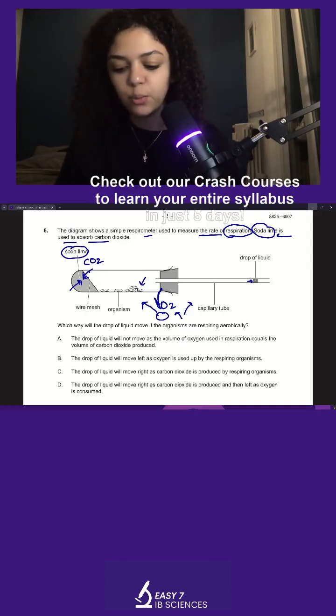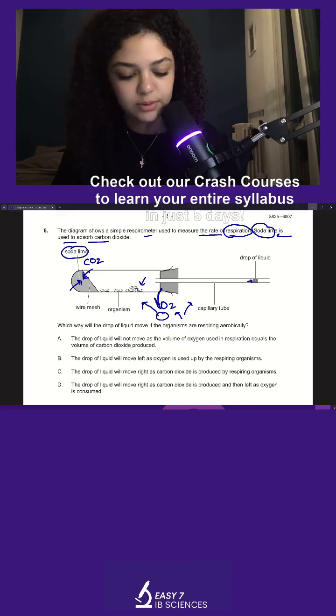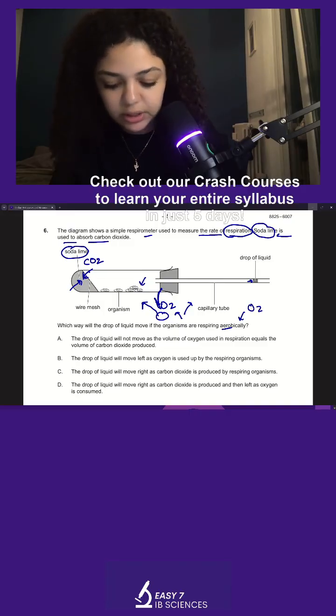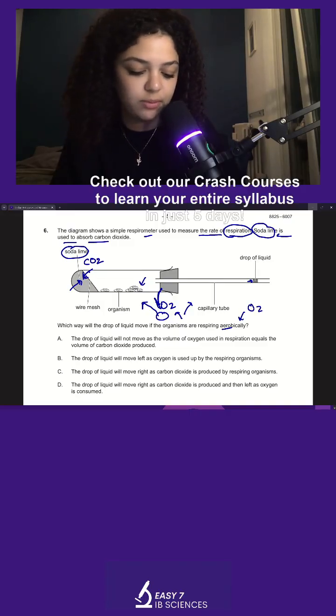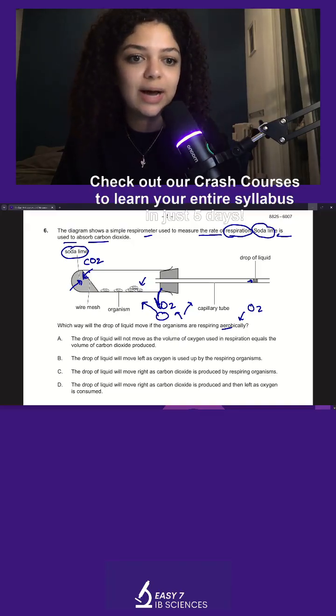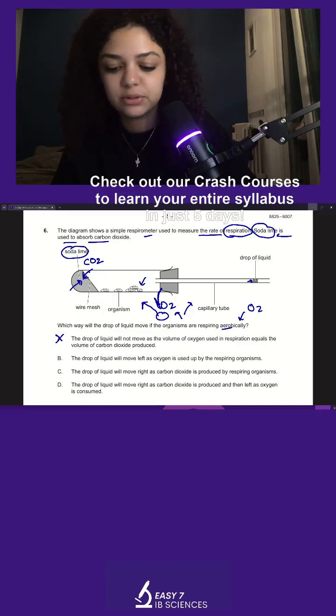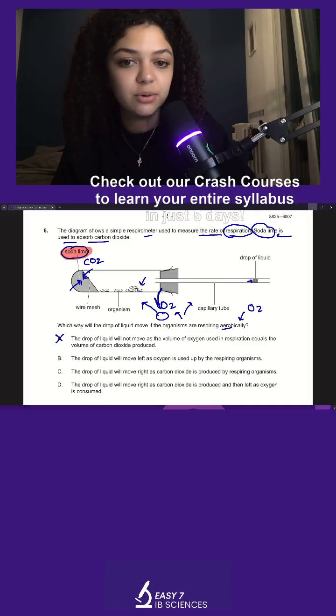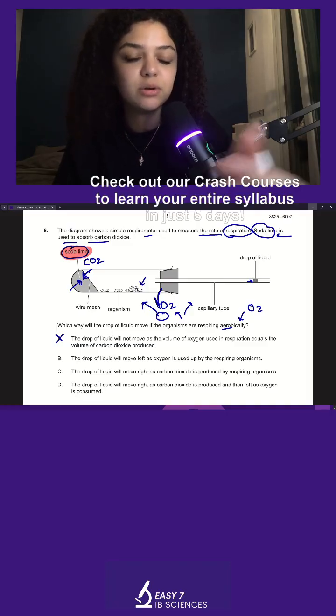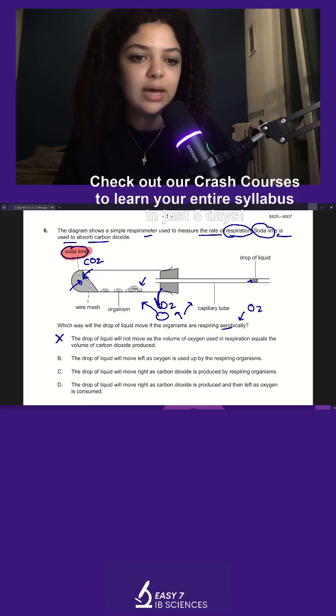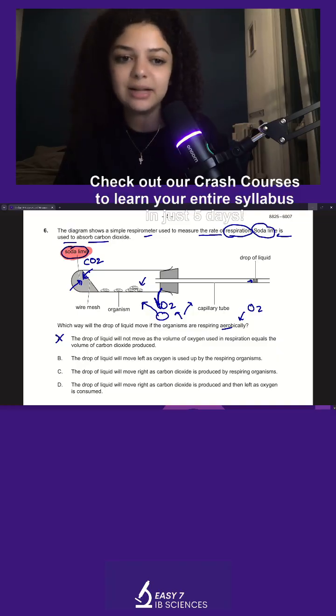Let's have a read. It says, which way will the drop of liquid move if the organisms are respiring aerobically? So aerobically means that you're using oxygen. The drop of liquid will not move as the volume of oxygen used in respiration equals the volume of carbon dioxide produced. This is true, guys. But what did we just say? We just said that this can't be possible. Why? Who remembers? Because of the soda lime, right? The soda lime is directly absorbing all the CO2, and so it wouldn't be equal. Does that make sense? Exactly, very good.